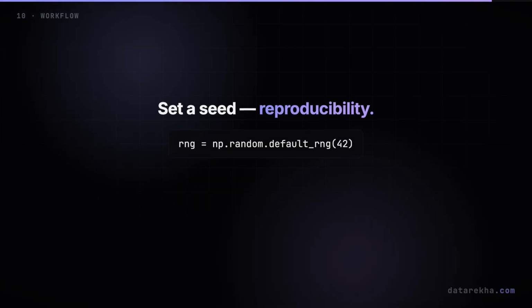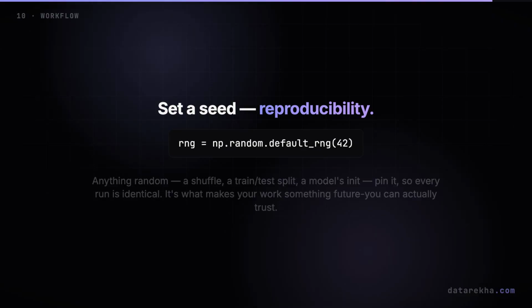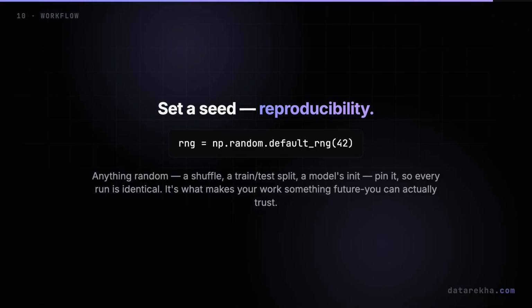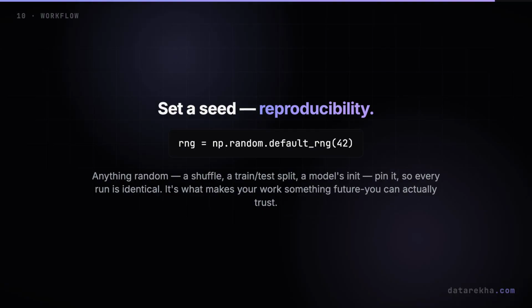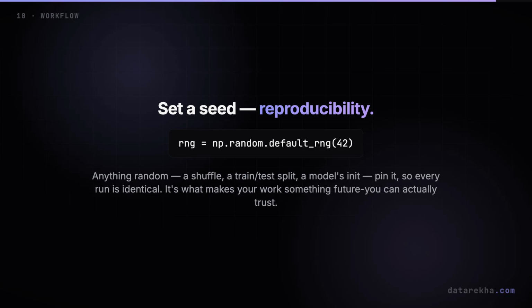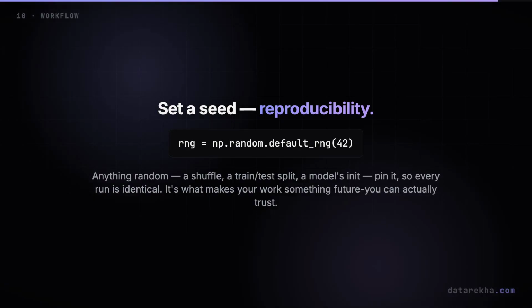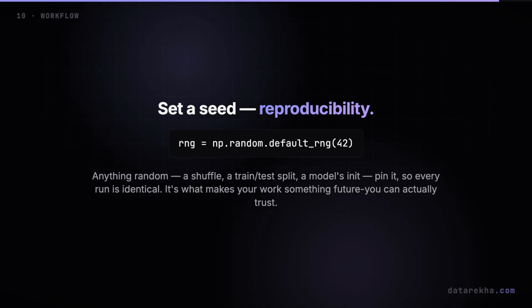One small professional habit that saves real pain. Reproducibility. Anything random, shuffling data, splitting into train and test, initializing a model, should be pinned with a random seed, so you get the exact same result every run. Without it, your numbers wander and you can never tell what changed. With it, your work is something another person, including future you, can actually trust and repeat.